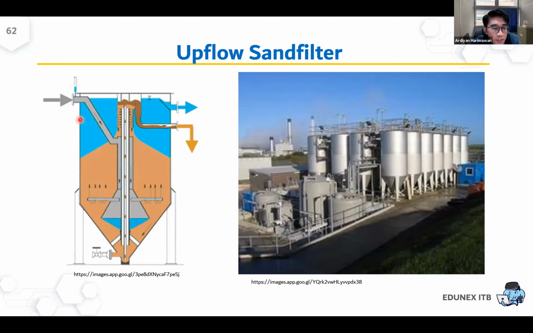So it will create the clear water, the blue one, and then the clear water will flow through this part. Some water which was not filtered perfectly will go down, and then it will be pumped up to the top part. So this one is the remaining water that cannot be filtered perfectly.